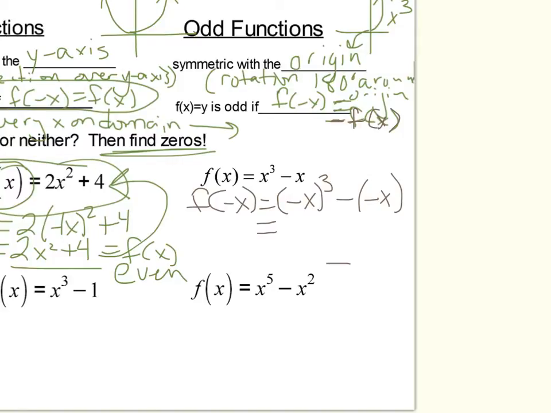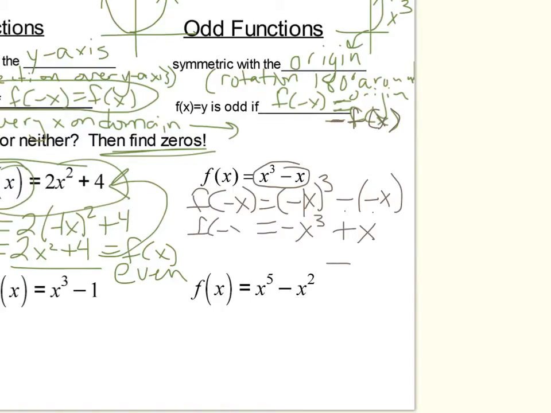Negative x times a negative x times a negative x. Three of those should give us a negative x cubed. If you want to think of it as negative 1 cubed and then x cubed, that's another way to think about it. You'd get a negative 1 and then an x cubed. All right, so I've got a minus right here, so that makes a plus x. Well, I definitely did not get my f of x back. In fact, I got entirely the opposite of what I got back.